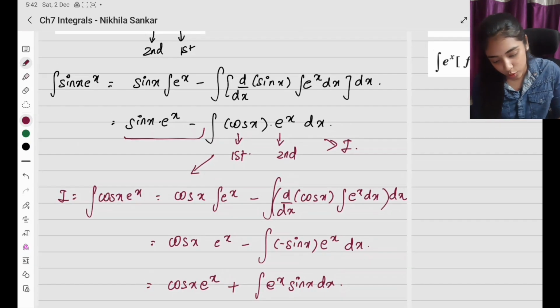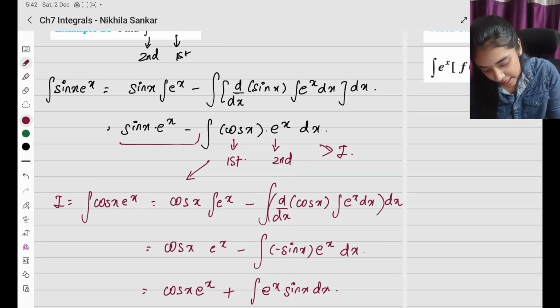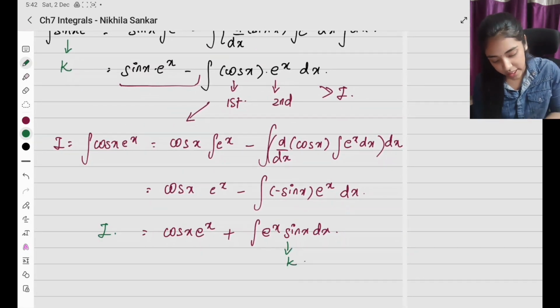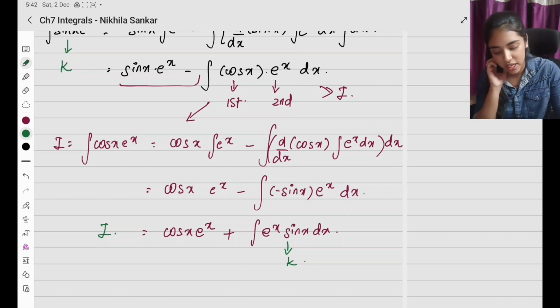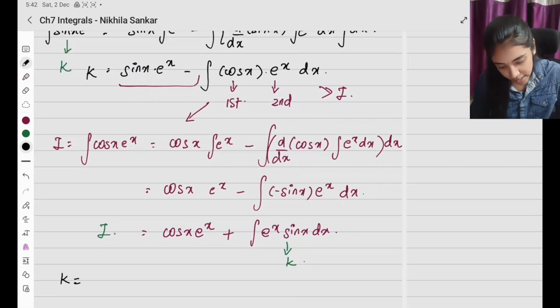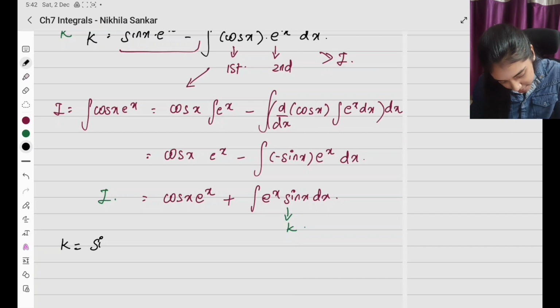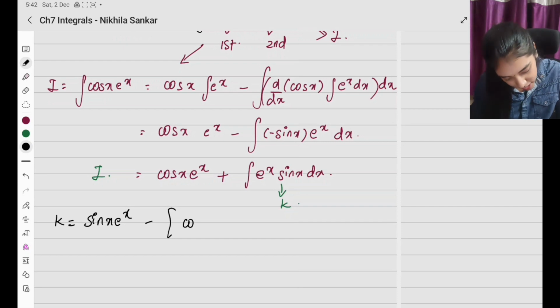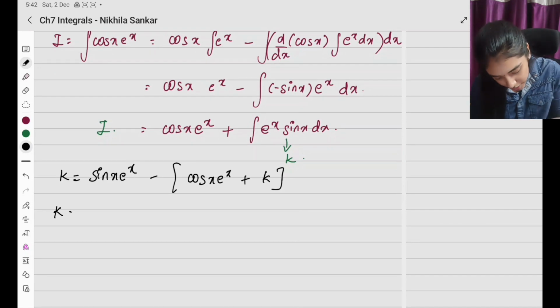So what method do we use here? What do you see here? I'm going to take this integral as some k. So this is nothing but some k. So what do I have? I again have k here and this is my I. So I equals cos x e to the x plus k. So when I substitute it back here, K equals sin x e to the x minus, open a bracket, I, what is my I? I have cos x e to the x plus k. Now when I open it, K equals sin x e to the x minus cos x e to the x minus k.